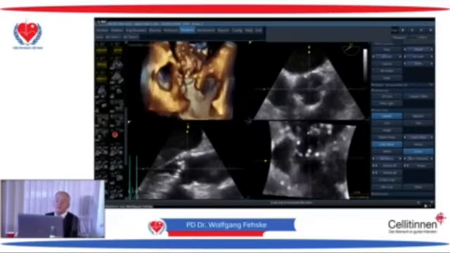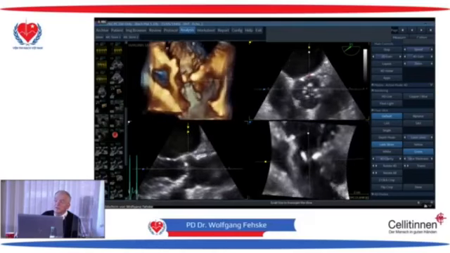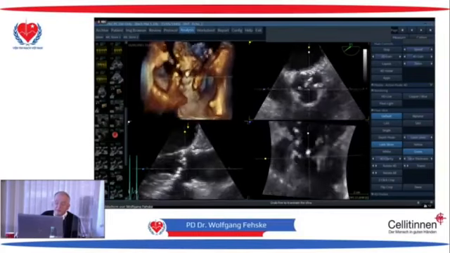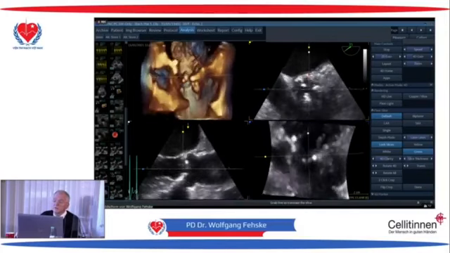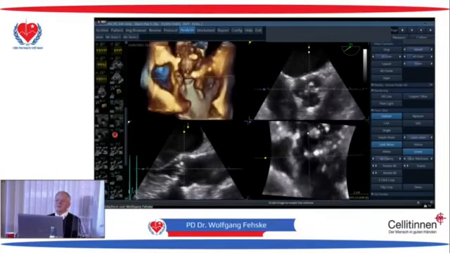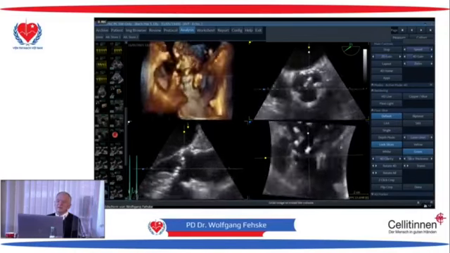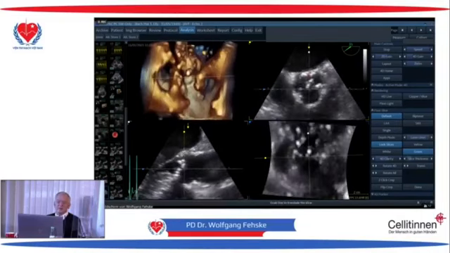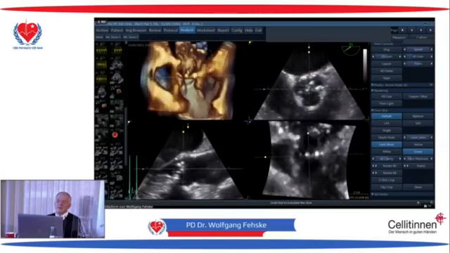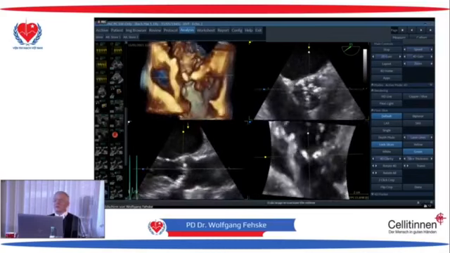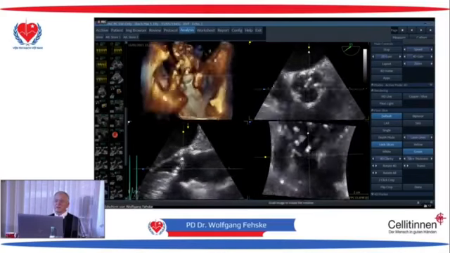Here you see the left coronary artery coming out. But this is calcium inside the left coronary cusp. There is little calcium in the non-coronary cusp, and there is a lot of calcium in the right coronary cusp.